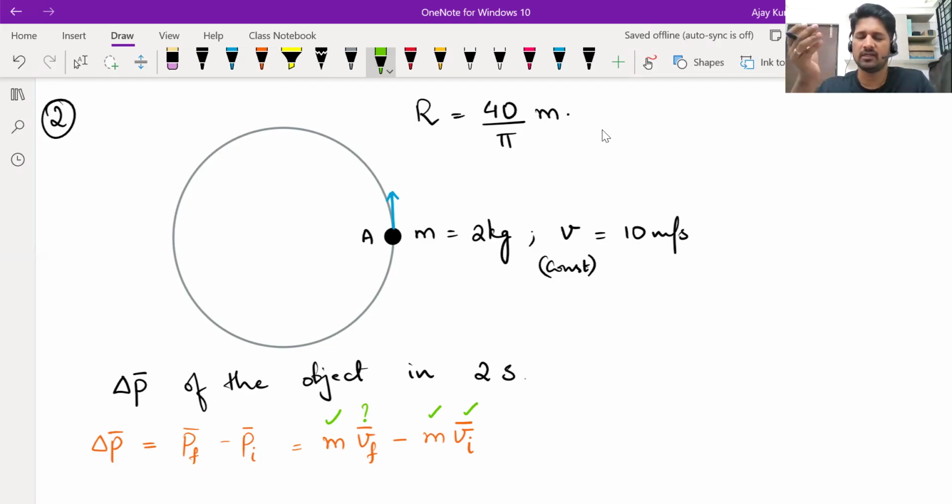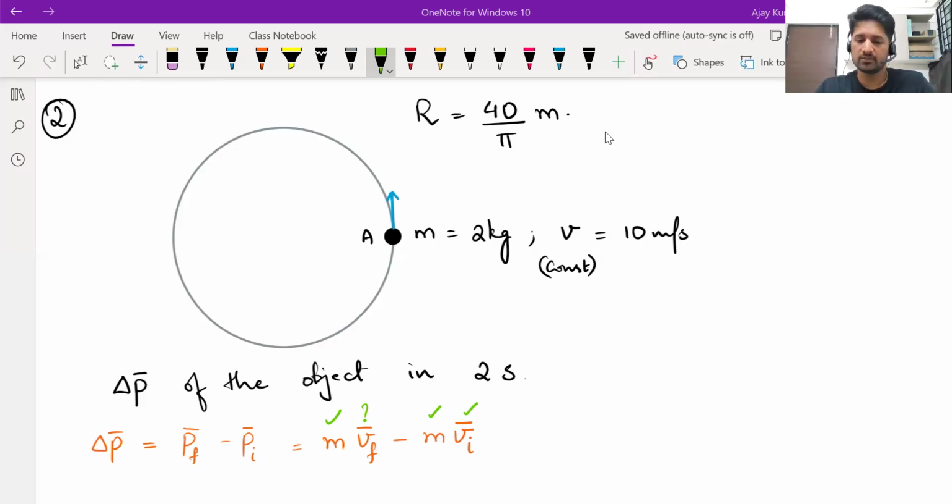What all does a vector quantity have in general? Magnitude and direction, sir. Velocity's magnitude is speed. We already know that. The only thing unknown is the direction of velocity. So after 2 seconds, you should find out which way the object will be moving.